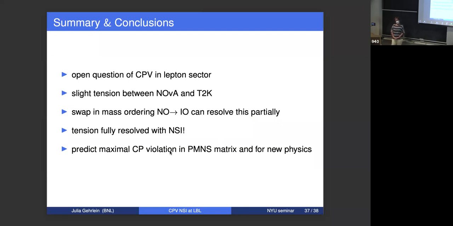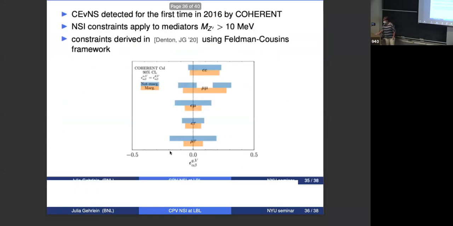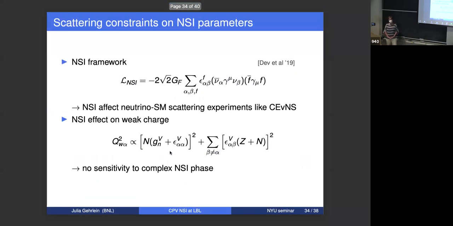So I want to talk about the mass scale of the mediator. So the first thing is the constraints from IceCube? That's a pretty high center of mass, right? Yeah.